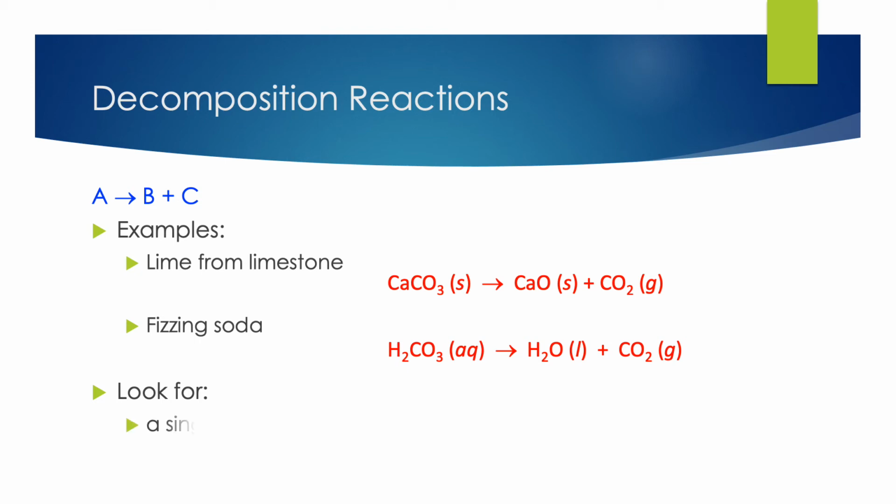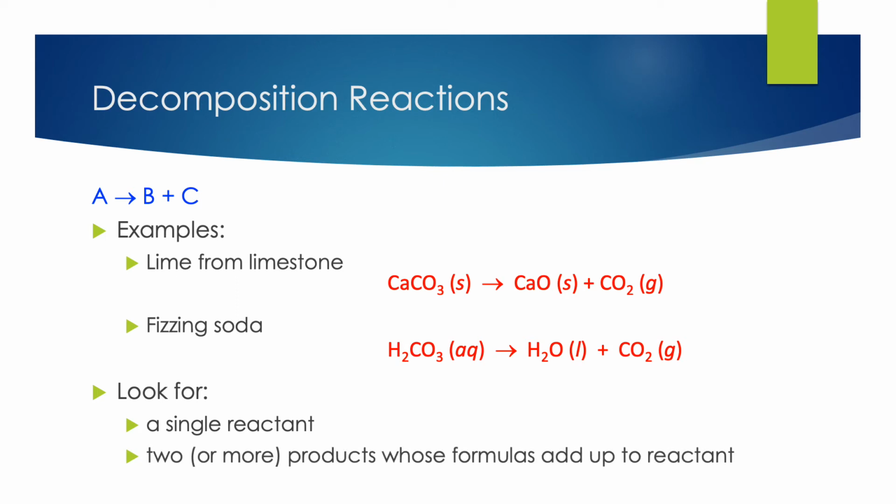Now, how will you recognize when you see one of these? I think it should be pretty easy. You're going to look for a reaction that has a single reactant. It has two or more products, and the formulas of those products should add up to the reactant. Sometimes when a chemical reaction is written, if the solvent takes part in the reaction or solvent is produced in the reaction, it may not be listed among those chemical reactants. So you've got to be careful and make sure that those formulas add up to the reactant.